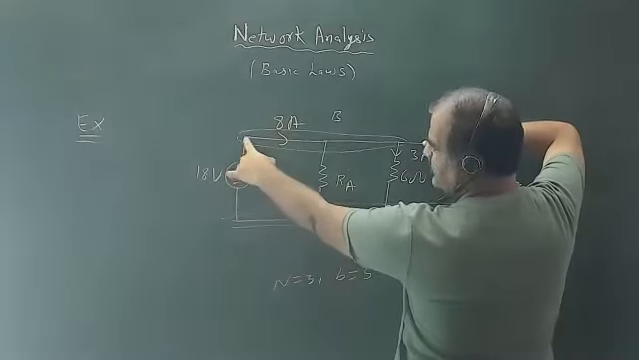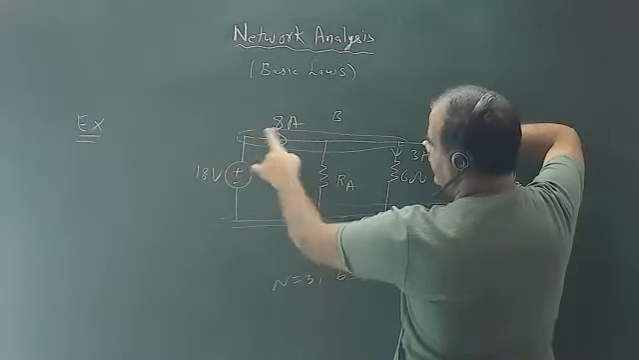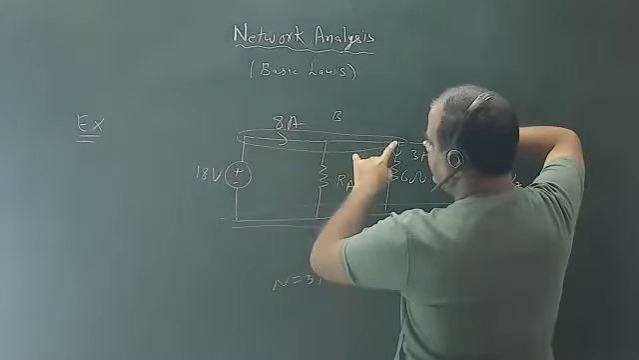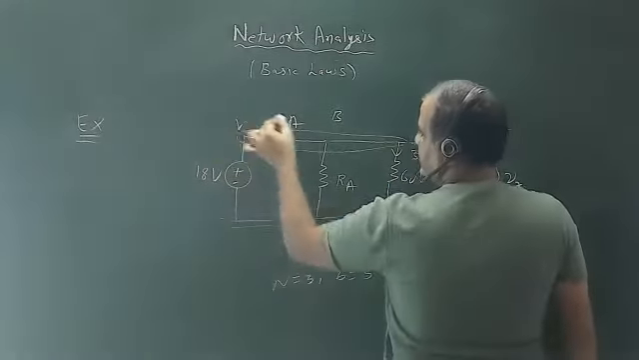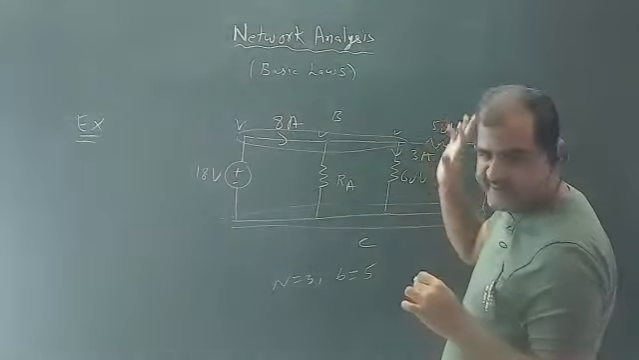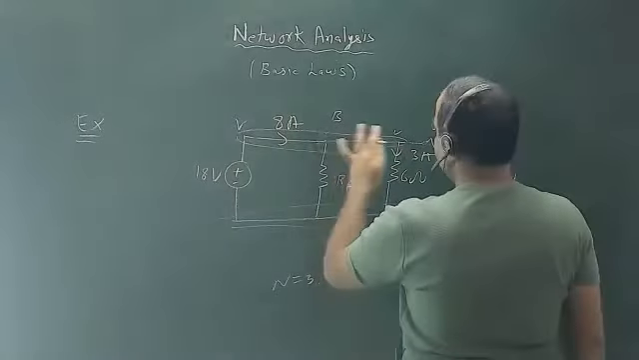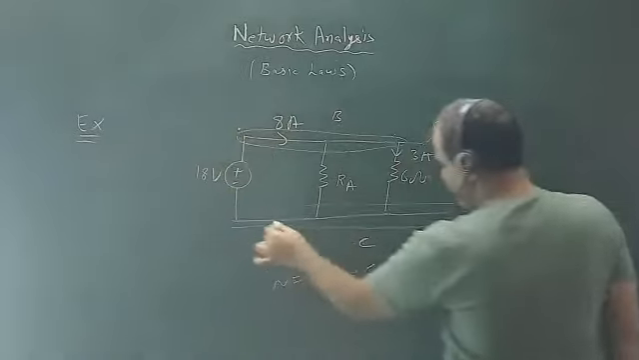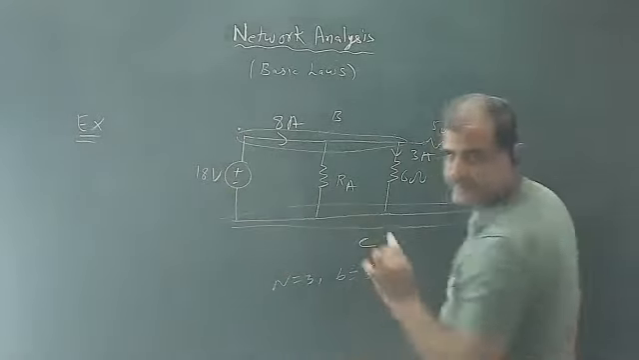So this is a node. But since this is connected by a short circuit, it is the same thing. Here the voltage is V, here the voltage will be V, and here the voltage will be V, because they are short circuited. So that will be a single node. Similarly, this whole part is a single node.